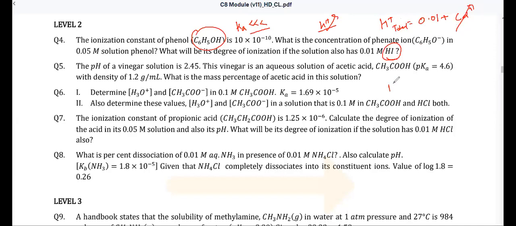Now, you can write it like this again: Ka is equal to the concentration of H plus into C alpha, divided by C into 1 minus alpha. Again, C and C will get cancelled, so it is alpha dash. Now, the concentration of H plus is already given, which is 0.01. So alpha dash is equal to Ka by 0.01. Okay, everyone, tell me, did you get this concept? Yes or no? Tell me.